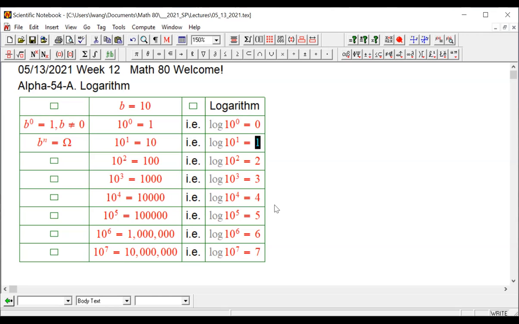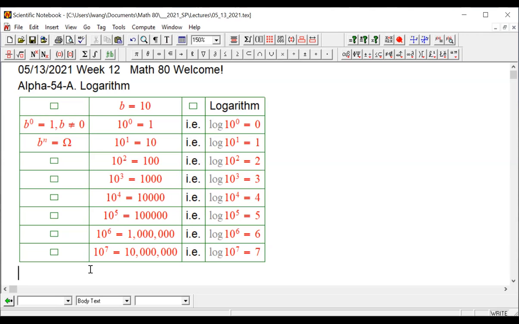Do you guys see that pattern? Common log 10 to the power 4 is 4. Common log 10 to the power 5 is 5. Common log 10 to the power 6 is 6 because they have the same base, okay? The log base and the power base are the same. So far, so good?